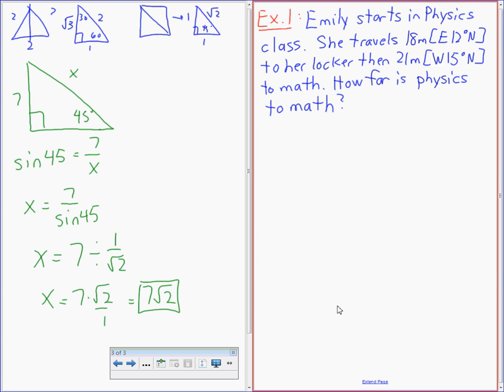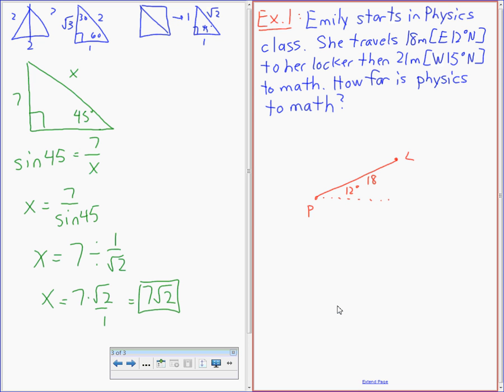Emily starts in physics class. Travels 18 meters east, 12 degrees north. How do I draw that? So I'm going to put a little point right here. We're going to call physics P. I'm going to go east like this, and I'm going to go 12 degrees north to her locker. And I'm also going to go 18 meters. Did everyone get something close to that?